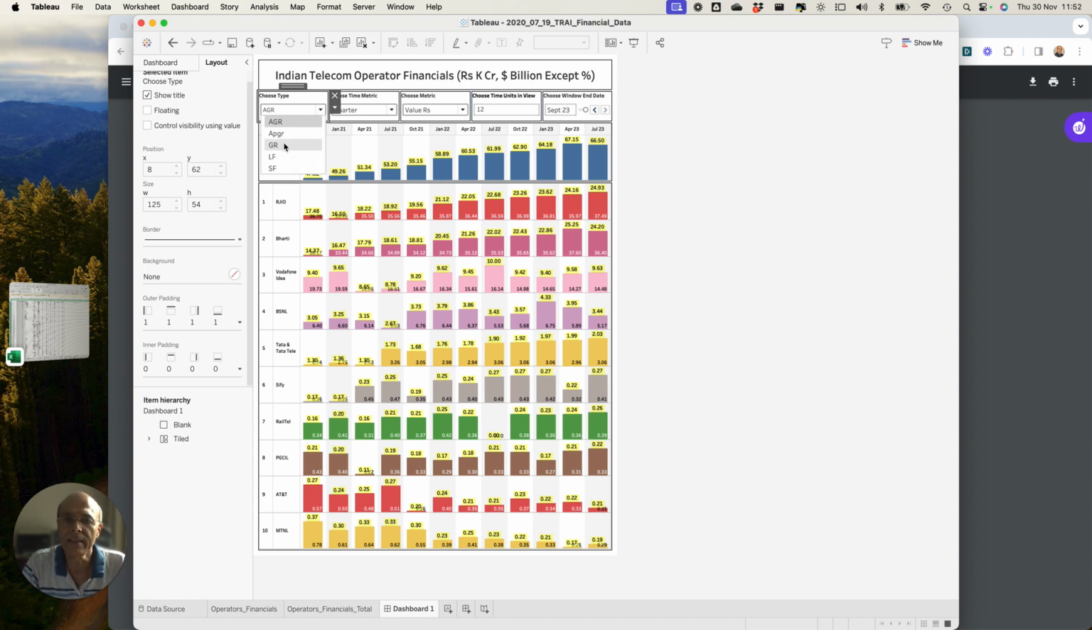GR is the gross revenue number. APGR is the new terminology which TRAI has come out with, which includes all the revenues, including the non-telecom portion also. They call it APGR. From there, the non-telecom part has been removed and aggregated as AGR.